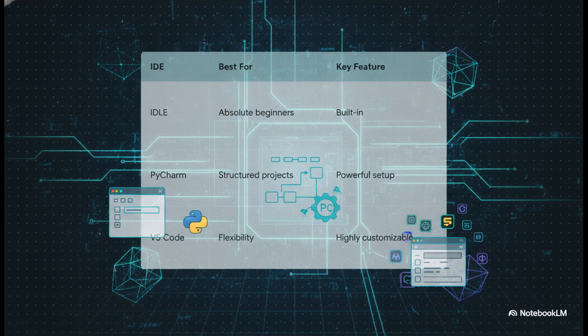But if you want a tool that's really going to grow with you, PyCharm and VS Code are the industry heavyweights. PyCharm, specifically the Community Edition, gives you this deeply structured, powerful setup right out of the box. It's perfect for guided learning. VS Code, on the flip side, is just incredibly flexible. It's highly customizable through thousands of different extensions, which makes it a huge favorite for developers who love to tailor their environment exactly to their own workflow.